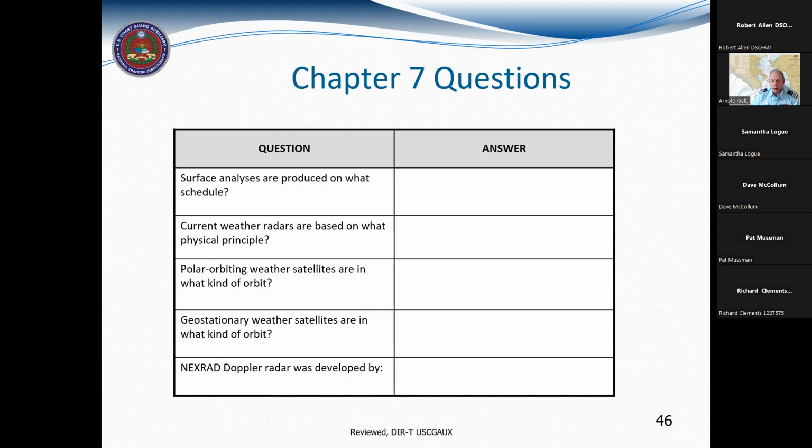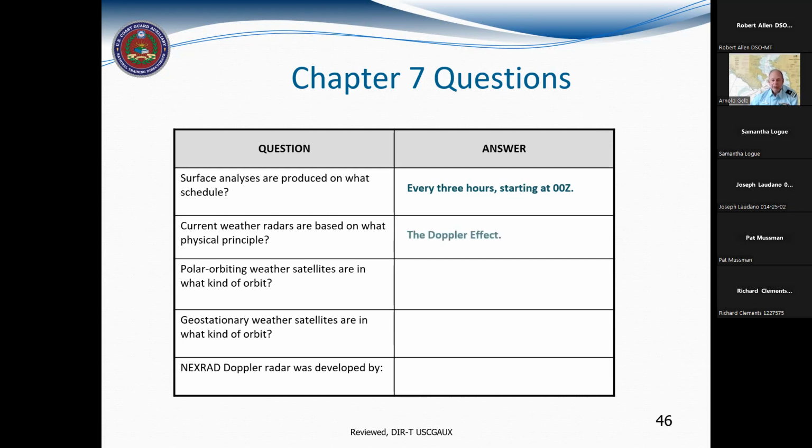So we'll stop there and go on to look at some of the questions. The first question is, surface analyses are produced on what schedule? Any volunteers? Every 3 hours, starting at 0 Zulu. Perfect. Okay. Next, current weather radars are based on what physical principle?